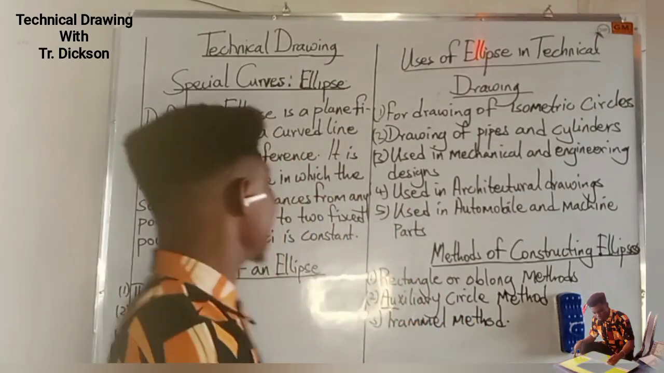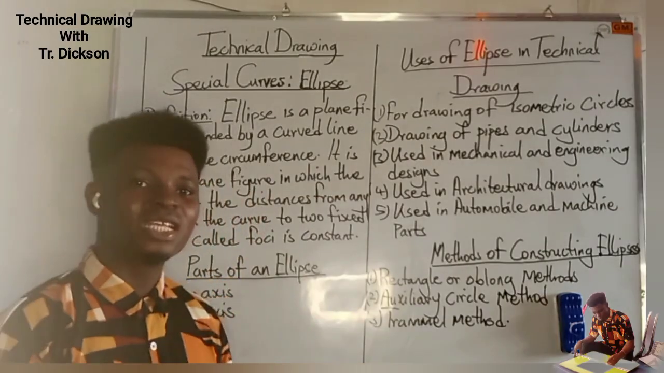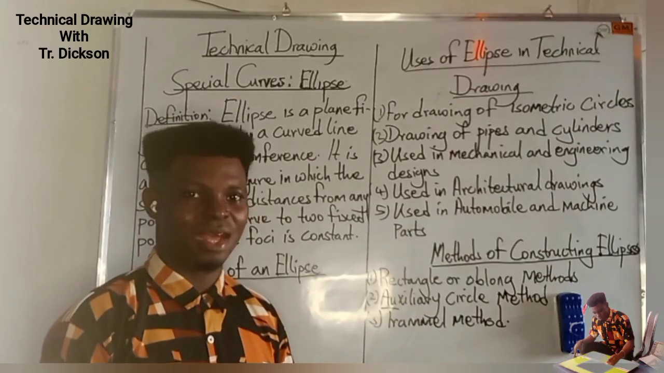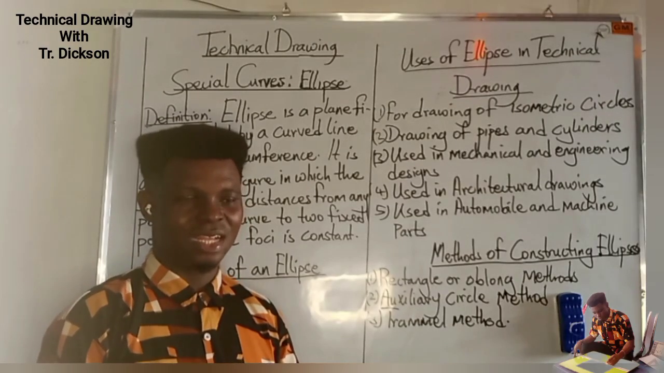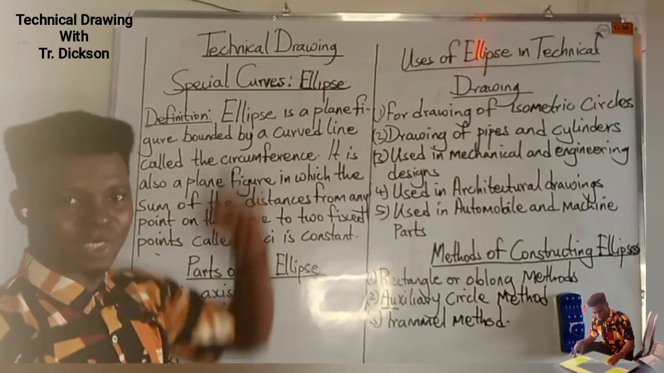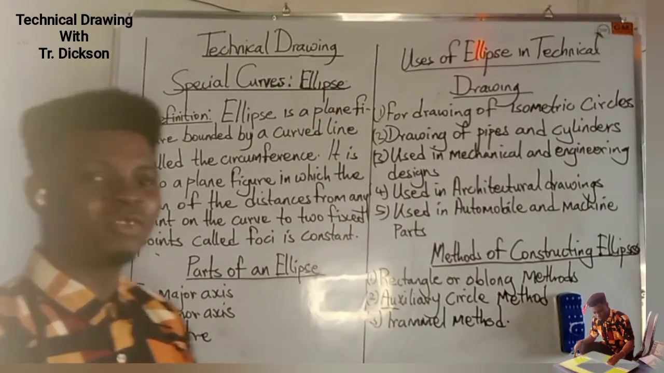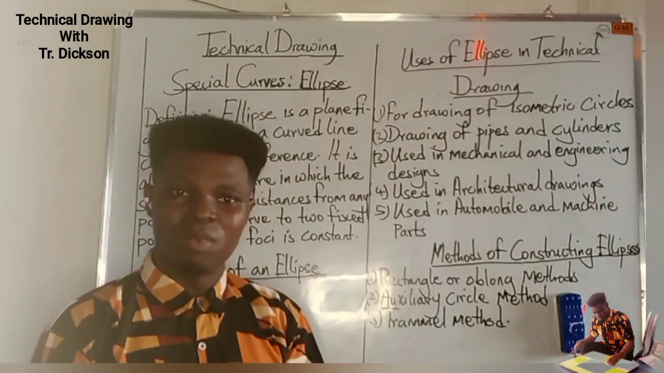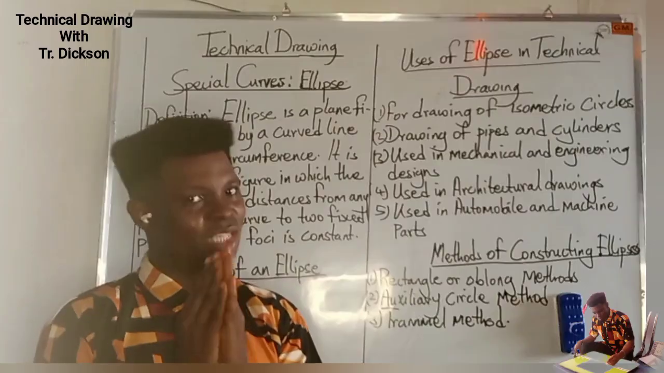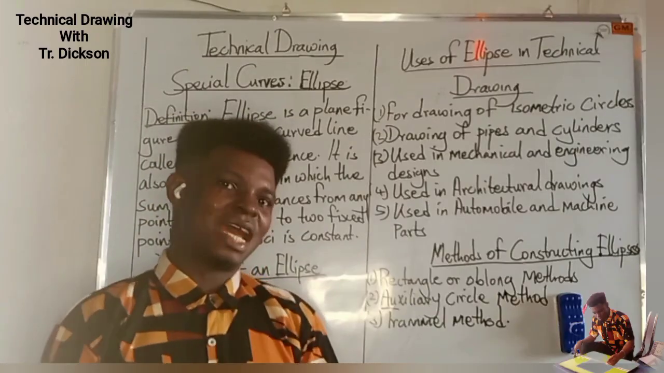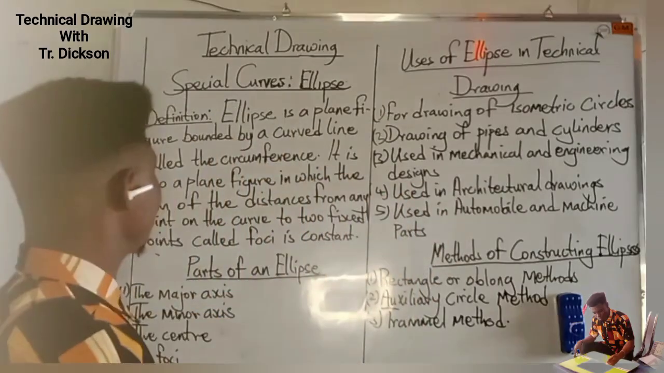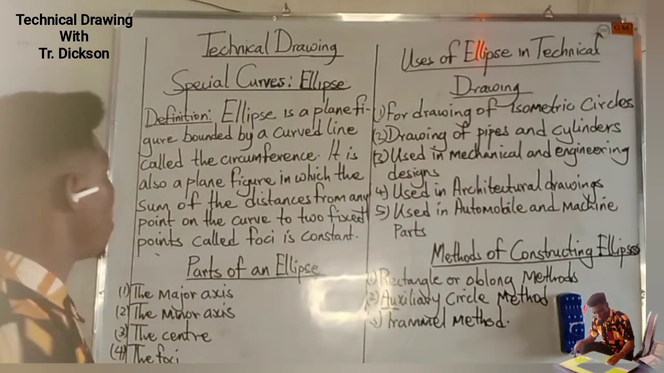In our today's lesson, we want to continue on special curves when it comes to technical drawing. We've already had a lesson on this, the introductory part of it. But today we want to focus on the ellipse. This is one of the special curves in technical drawing, and we should be able to produce one today. Afterwards, we'll go to other methods.